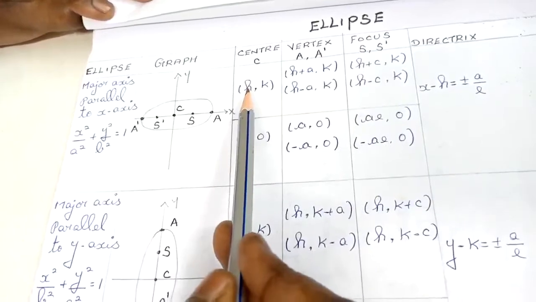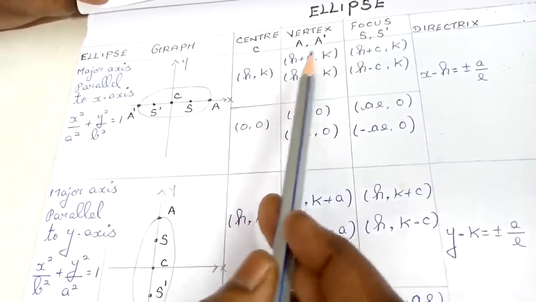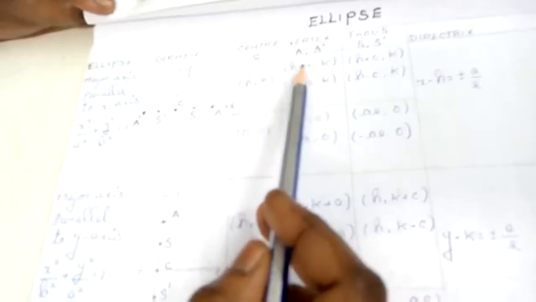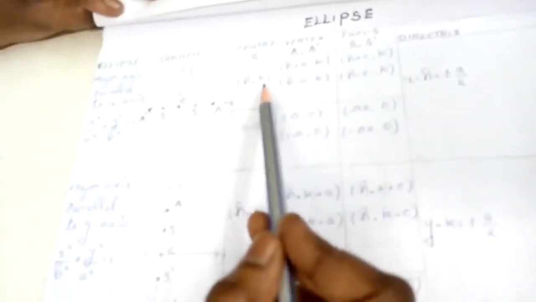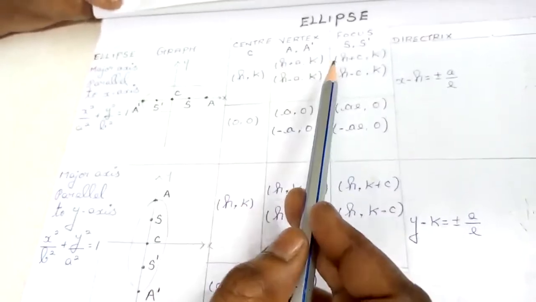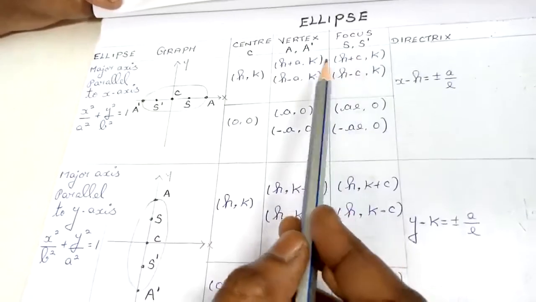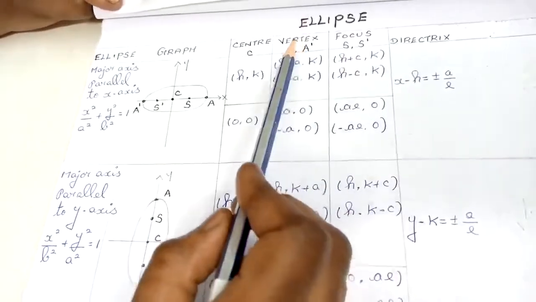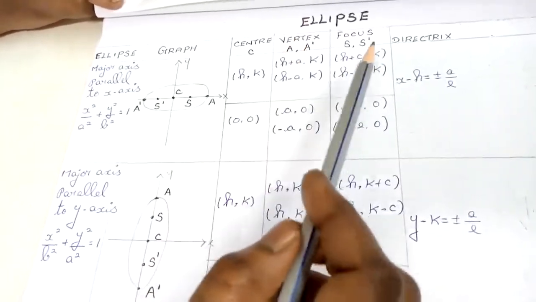Center is denoted by H comma K, vertex H plus A comma K, H minus A comma K, focus H plus C comma K, H minus C comma K. What I want to tell here is, the center is H comma K. This H comma K is carried over for vertex and focus, and the extra thing we have here is, for vertex you will have A and for focus you will have C. So, that is the concept applied here.